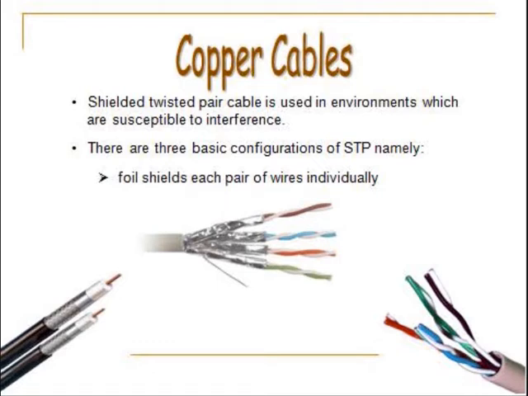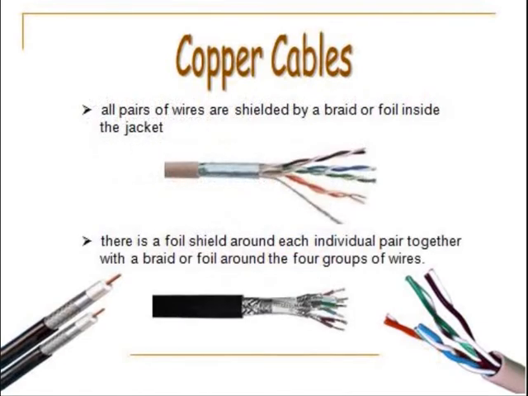There are 3 basic configurations of STP, and the first configuration foil shields each pair of wires individually, as shown. In the second configuration, all pairs of wires are shielded by a braid or foil inside the jacket. The third configuration is a combination of the first 2.